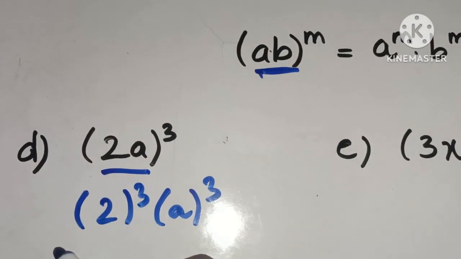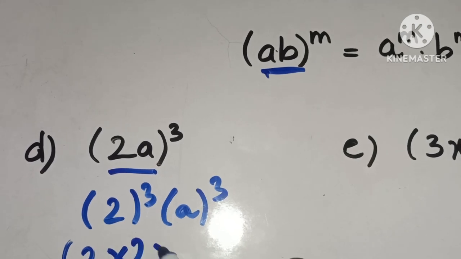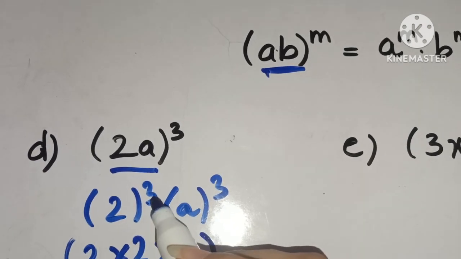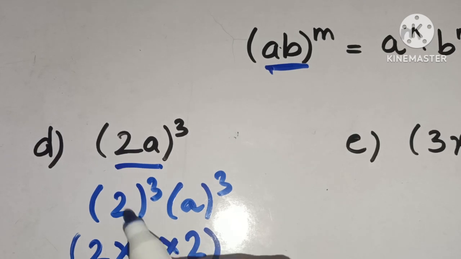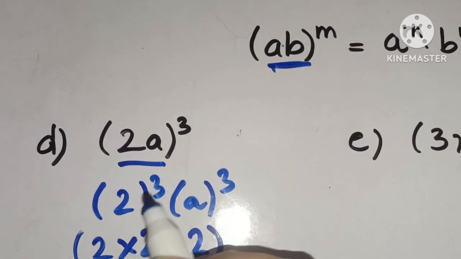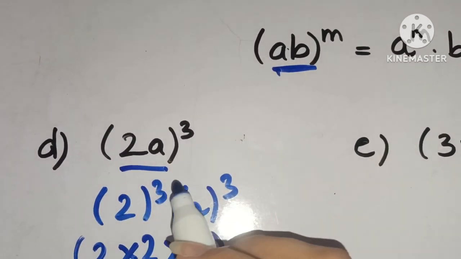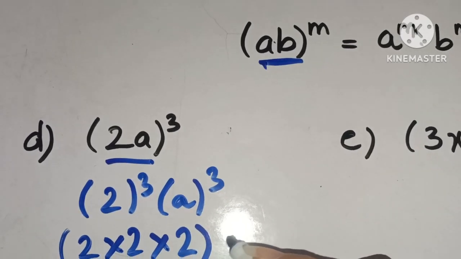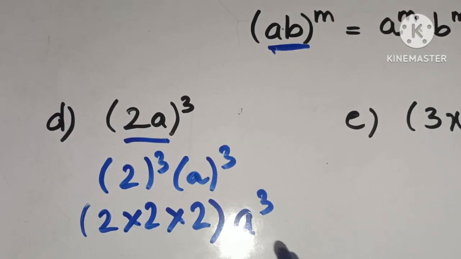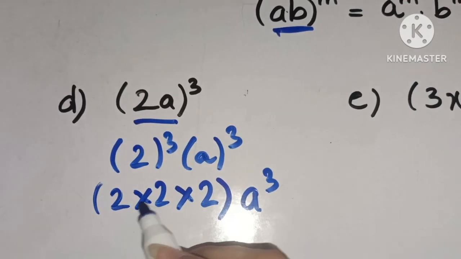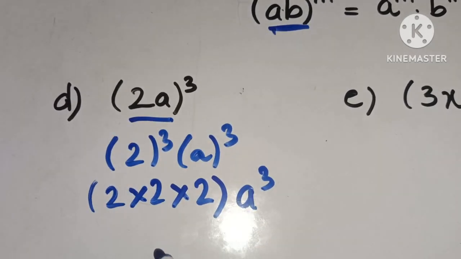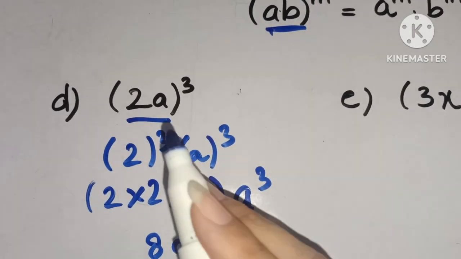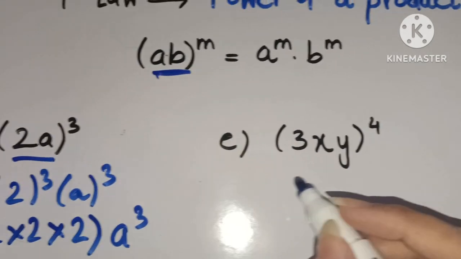So it simply means 2 multiplied by 2 multiplied by 2. There is 3 written on top of the 2, which means that 2 has a power of 3. So we will multiply 2 three times so that we can calculate its power. And a has a power of cube, we will write it as it is. And 2 multiplied by 2 is 4, and 4 multiplied by 2 is 8. So 8a^3 is the answer of this D part, D question.